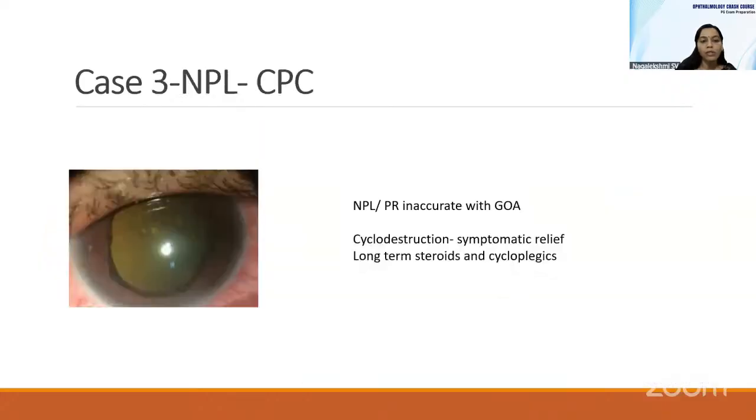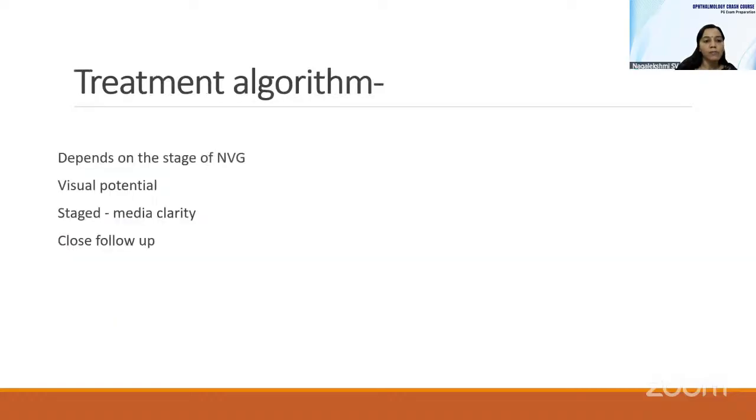This was a patient with intractable glaucoma, NPL. Here the management revolves around the symptoms, alleviating the symptoms in these patients. The treatment algorithm largely depends upon the stage of neovascular glaucoma and the visual potential, and it is usually staged, involving the other specialities as well, and requires a close follow-up.